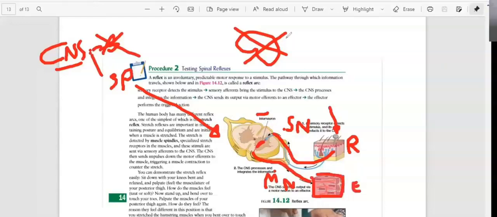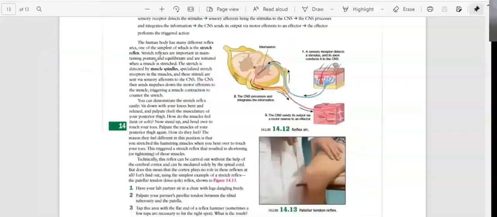So then how many different areas or pieces do we have in a reflex? Well, number one is going to be the receptor. Number two is going to be the sensory nerve. Number three, as you can see in here, is going to be the interneuron, this one right there. Number four is going to be the motor neuron. And number five is going to be the effector. This is called the reflex arc, but the specific receptor for reflexes is going to be called the muscle spindle. So right here, you have the name of the receptor, muscle spindle. This is the patellar tendon reflex.